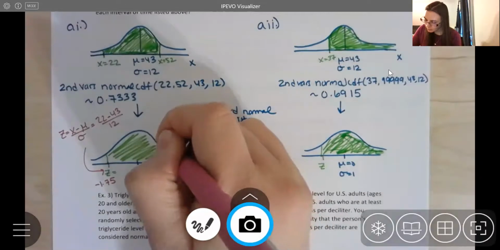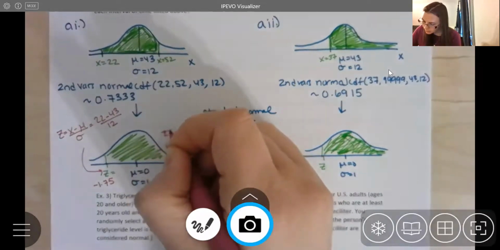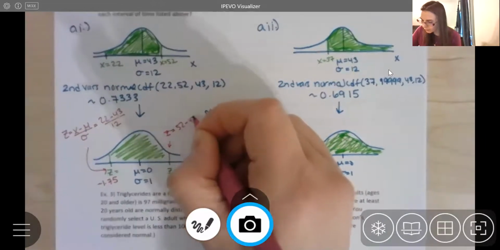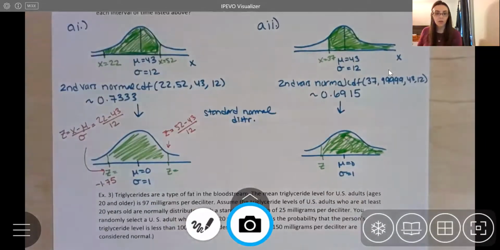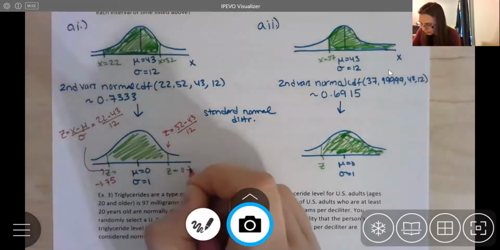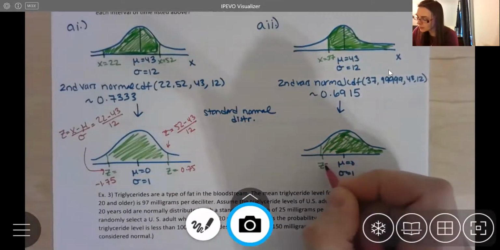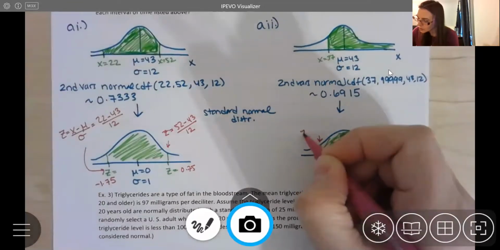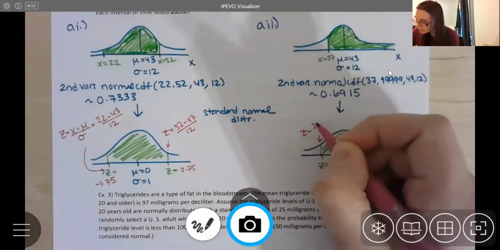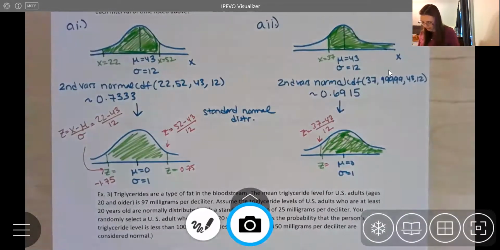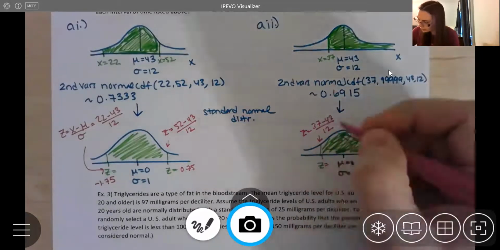And then we're going to do the same thing for this one. So my original value was 52, my mean is 43, and my standard deviation is 12. So when I divide, I'm going to get 0.75. And I'm just going to keep going. We'll do both of them at the same time. So this one over here, again, my original value was 37. My mean was 43, and I'm dividing it by 12. And what I get here is negative 0.5.